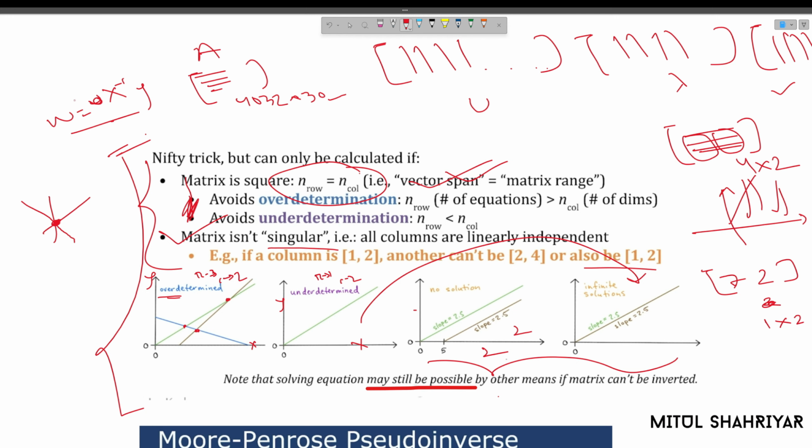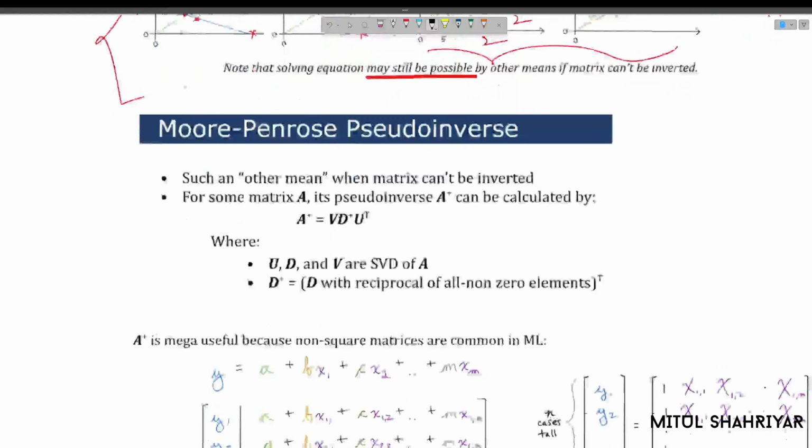So what's the relation between the inverse matrix and the solution? You see W equals x inverse y. Here W is a matrix, x inverse is another matrix, and y is another matrix. Obviously to get a solution for W, we need the inverse and then multiply it with y, right? If a matrix can't be inverted, then surely we can't get solutions. But there is an interesting factor: there is something called the pseudo inverse. Pseudo means not really, but kind of an inverse.